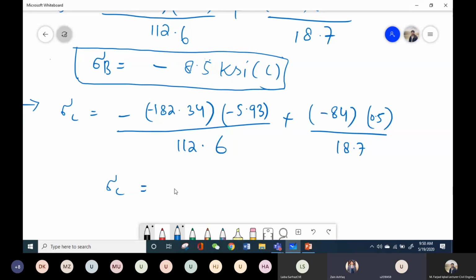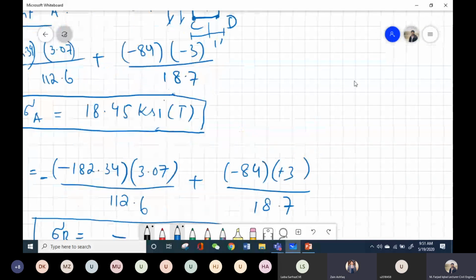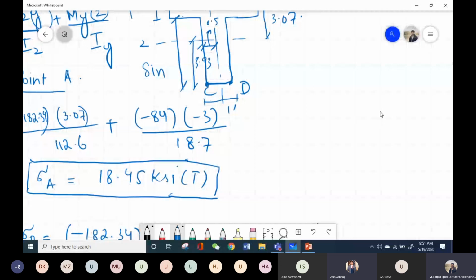Minus 11.85, minus 11.85 kilopounds per square inch. Compressive. So you can also do the similar exercise for point D, but I think you are going to get the less answer for this one because I have done it already.